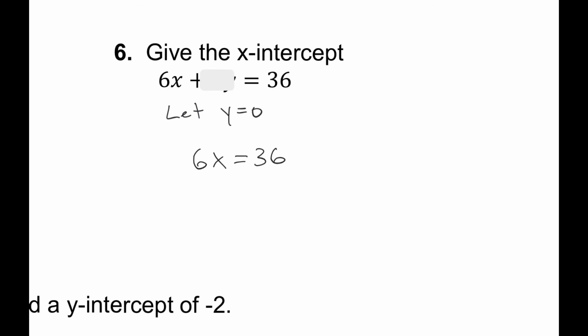Now we need to get x by itself. You are going to divide by 6. This is going to turn into 1, so x equals positive 6. So this is one way to write down the x-intercept. Another way is, remember, you can use an ordered pair or a point.